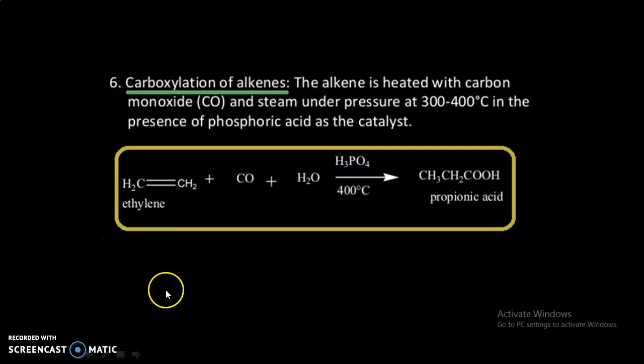So CH2 double bond CH2, ethene, plus carbon monoxide plus water, H2O, in the presence of phosphoric acid at 300 to 400 degrees centigrade, forms propionic acid. Another example: propene, when treated with carbon monoxide and water in the presence of phosphoric acid at 400 degrees centigrade, gives isobutyric acid. This is another example.